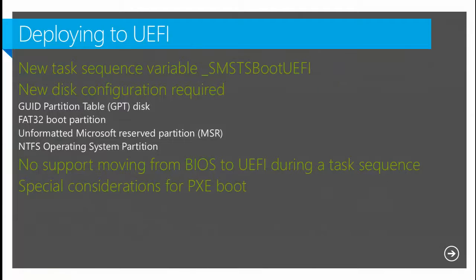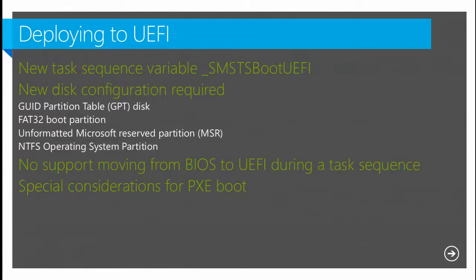Optionally, if you want a Windows recovery image, you may want to create a fourth partition. We don't actually include that in our default partitioning configuration, but it's easy enough to add that to your task sequence if you want that. And then you would obviously be responsible for populating that partition with the recovery image that you want to use.